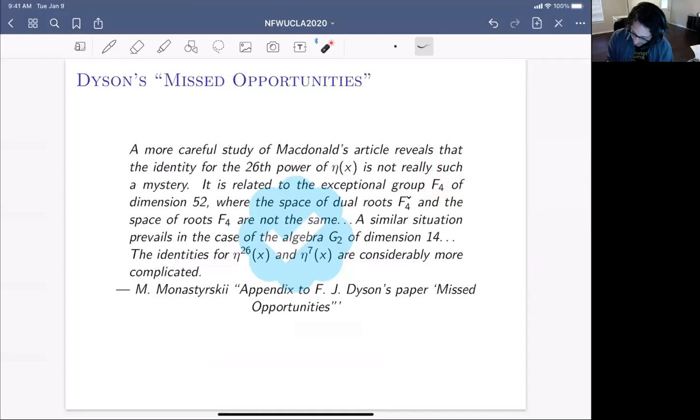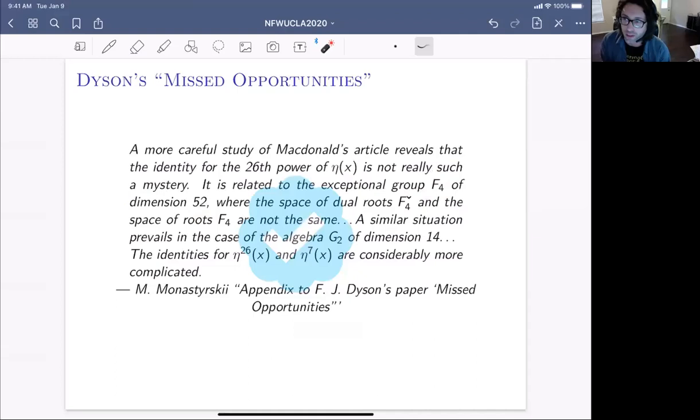The Lie algebra, the adjoint representation is a 52. In the space of dual roots, F4 check and the space of roots are not the same. And somehow this is leading to the 26. 26 is what might be like the short adjoint representation, the dimension of the short adjoint. And 7 would be like the dimension of the short adjoint for G2. So somehow if you take the highest short root, then something comes out.